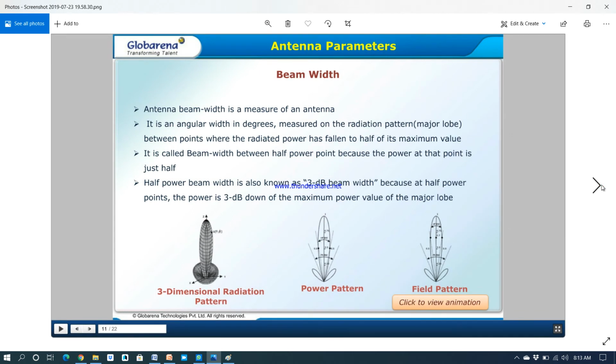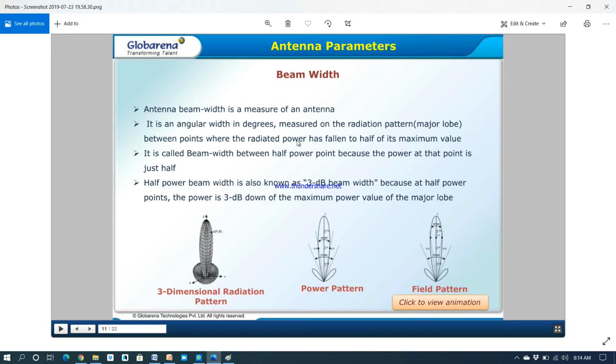Beam width, I have already just now discussed this one. Antenna beam width is a measure of the antenna. All of you please look at this one. Already I have told this one.